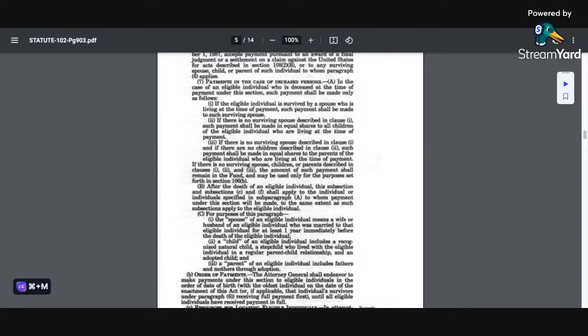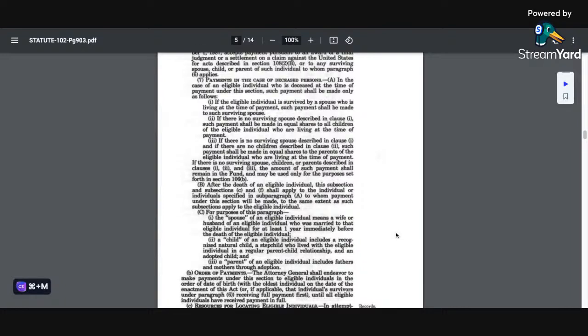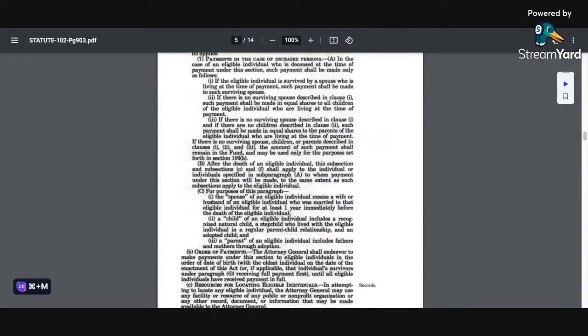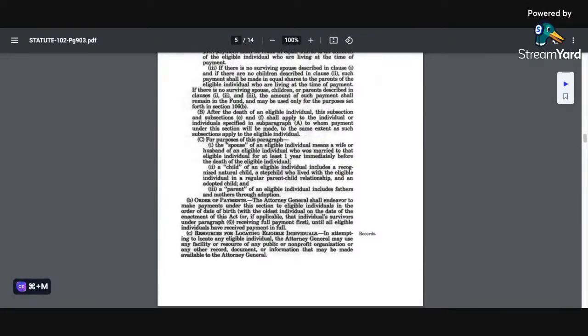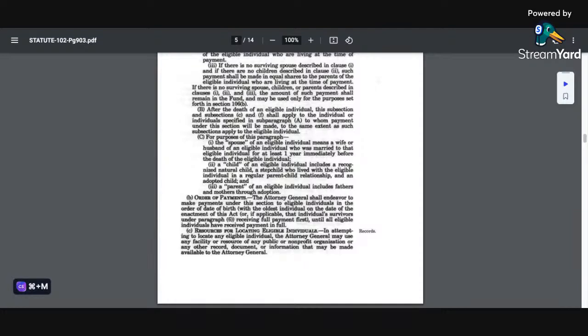B. After the death of an eligible individual, this subsection and subsection C and F shall apply to the individual or individuals specified in paragraph A, to whom payment under this section will be made to the same extent as such subsections apply to the eligible individual.